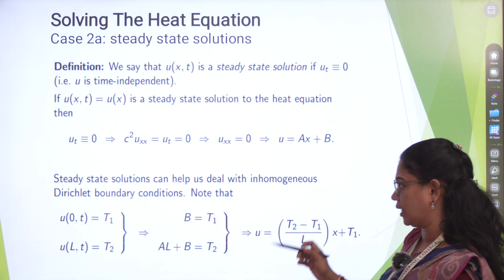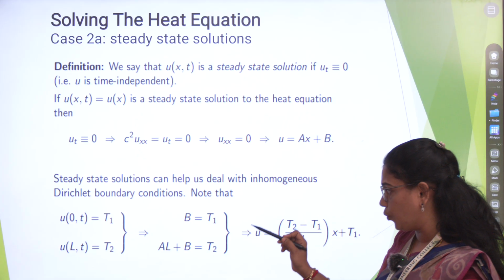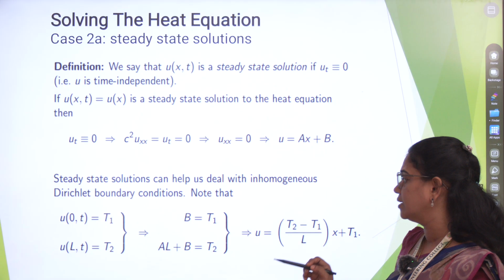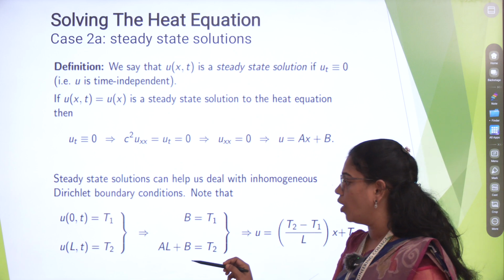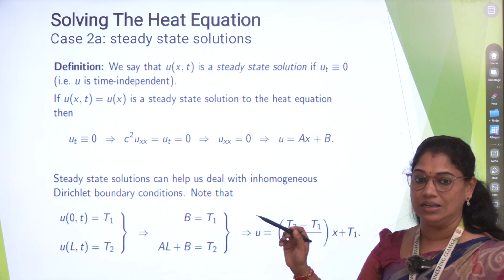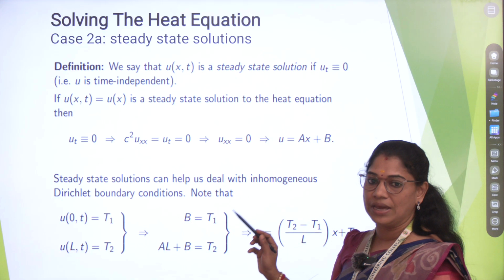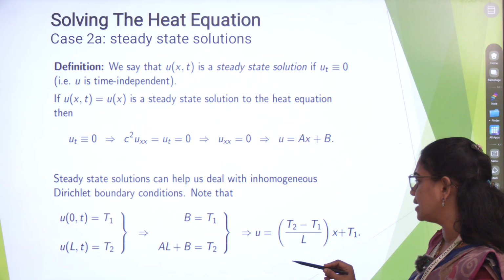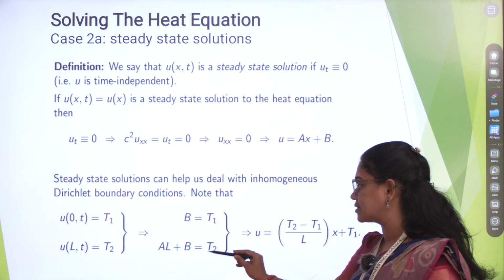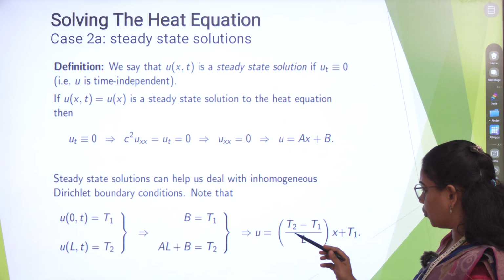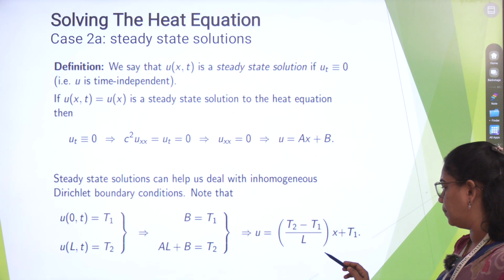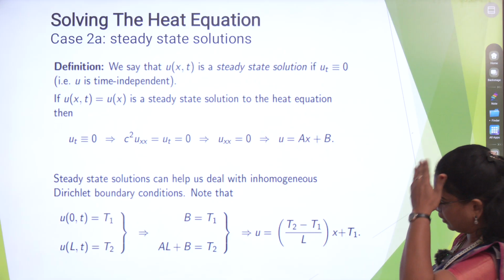With non-homogeneous Dirichlet boundary conditions, note that first the condition u of 0 comma t is equal to t1, which is time independent. Next, u of L comma t, where 0 and L are the interval. So the first condition gives b equal to t1. Next, aL plus b equal to t2. So overall u equal to (t2 minus t1) divided by L, times x, plus t1.